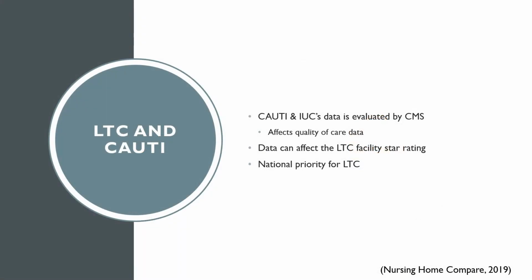CAUTI prevention is a national patient safety goal that applies to all healthcare facilities, whether it be acute care hospitals or long-term care. In fact, Centers for Medicaid and Medicare Services evaluates the number of residents with indwelling urinary catheters and the number of residents with CAUTI infections. This data, among more, is used to develop the facility star rating. So, implementing CAUTI prevention measures can improve the facility ratings, but more importantly, it improves patient safety.